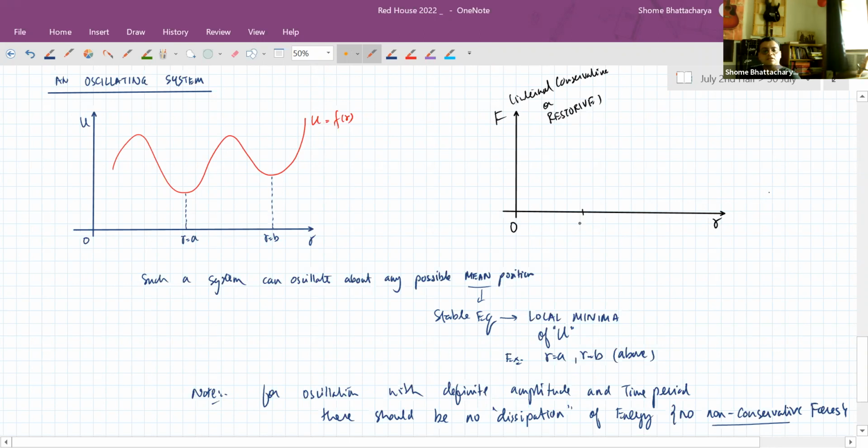So at the point A, you will see that the force diagram will look like this. It's minus del U by del R. So here the slope is negative, so the force will be positive on the right hand side.